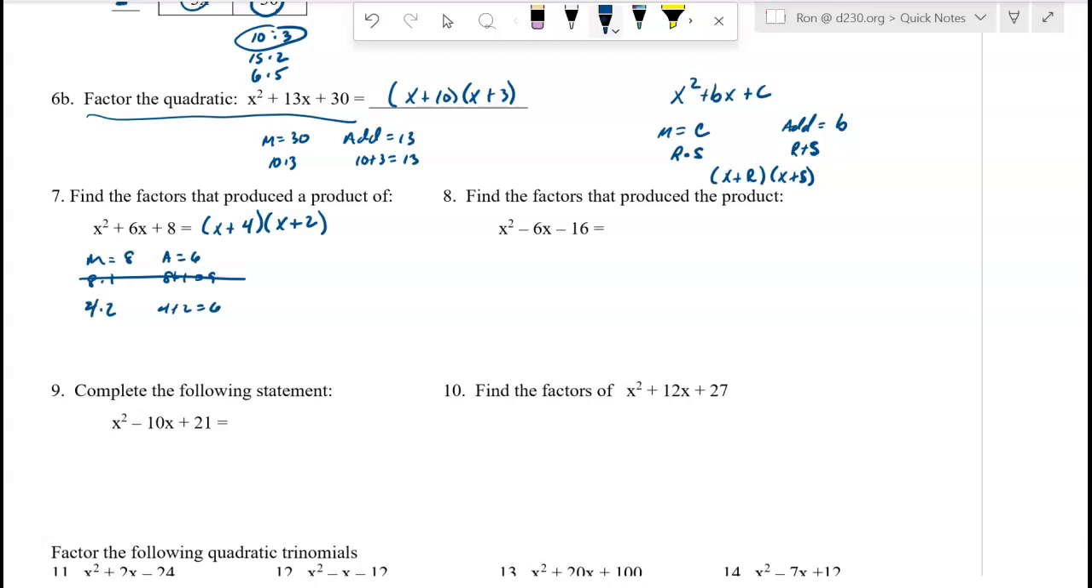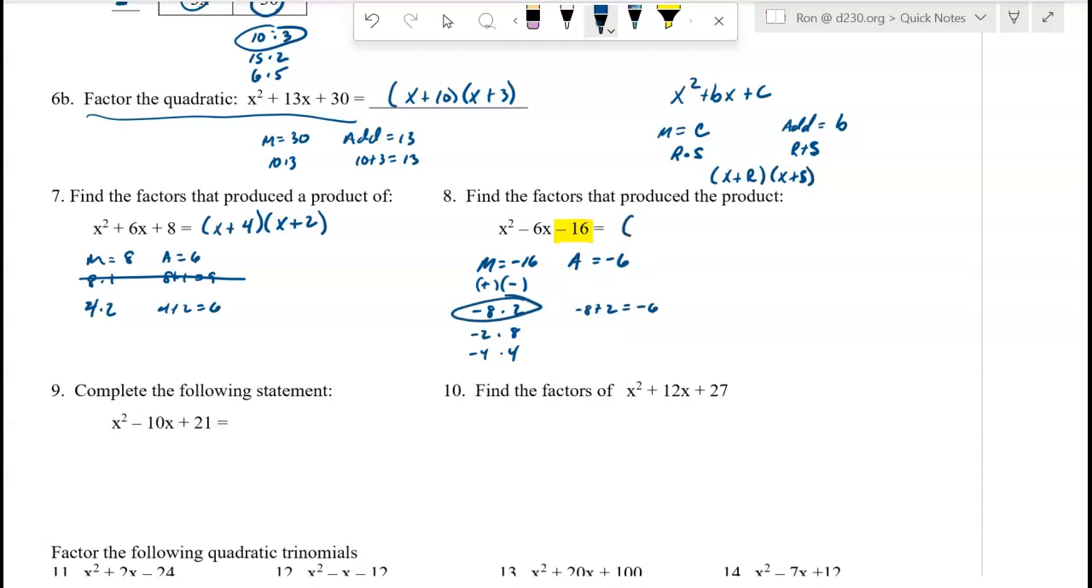Next one, we have to find the numbers that multiply to give me negative 16 and add to give me negative 6. Now in this case, this has to be negative 16, so I know one sign has to be positive and the other negative. So if I did negative 8 times 2, negative 2 times 8, negative 4 times 4, I can use any of these combinations. Which ones add up to negative 6? Negative 8 plus 2 gives me negative 6. So these are the factors I'm going to use.